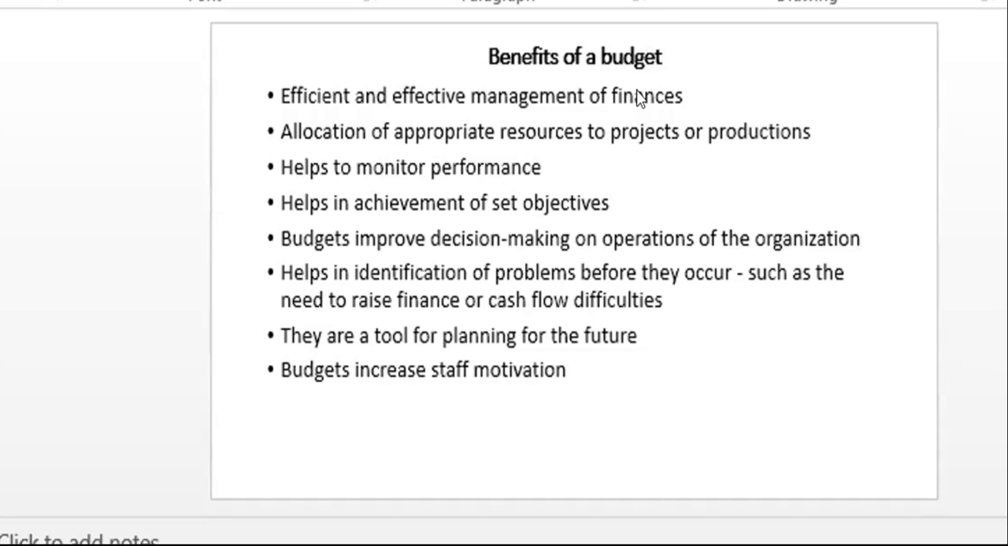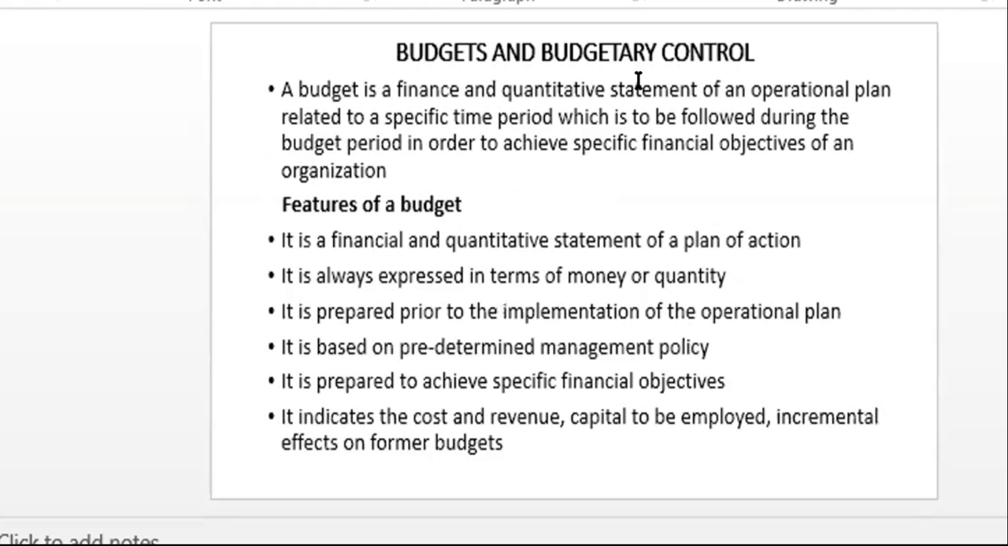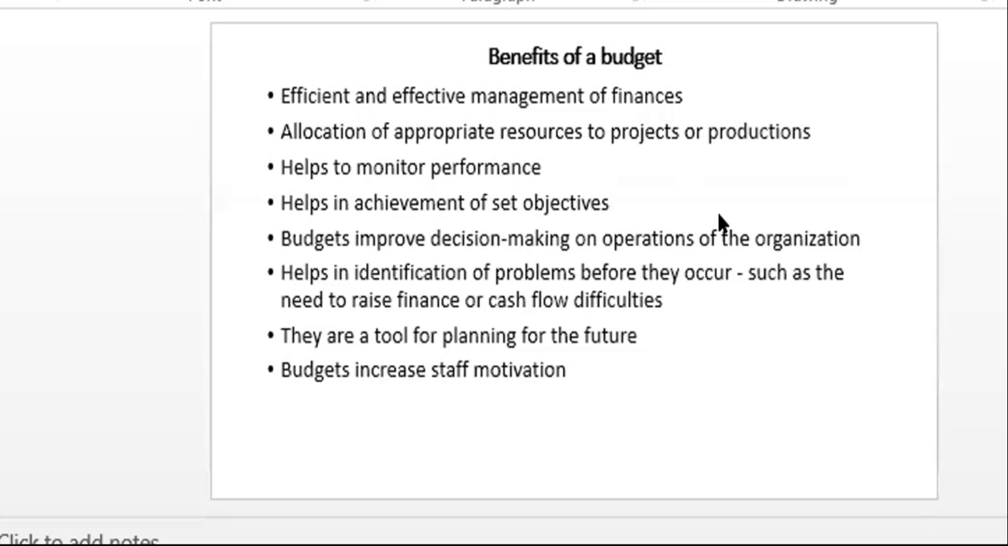Before I go to the next step, which is now the types of budget, I just want to get views from the members.